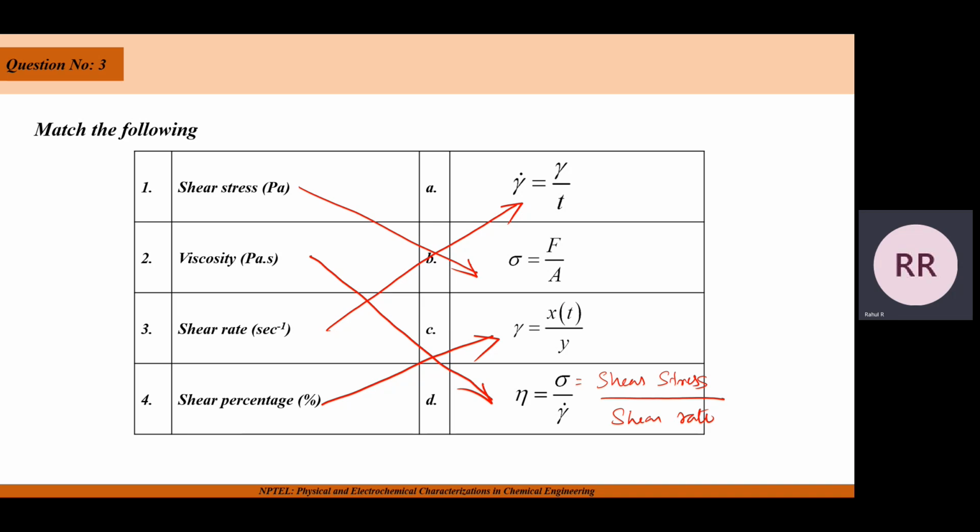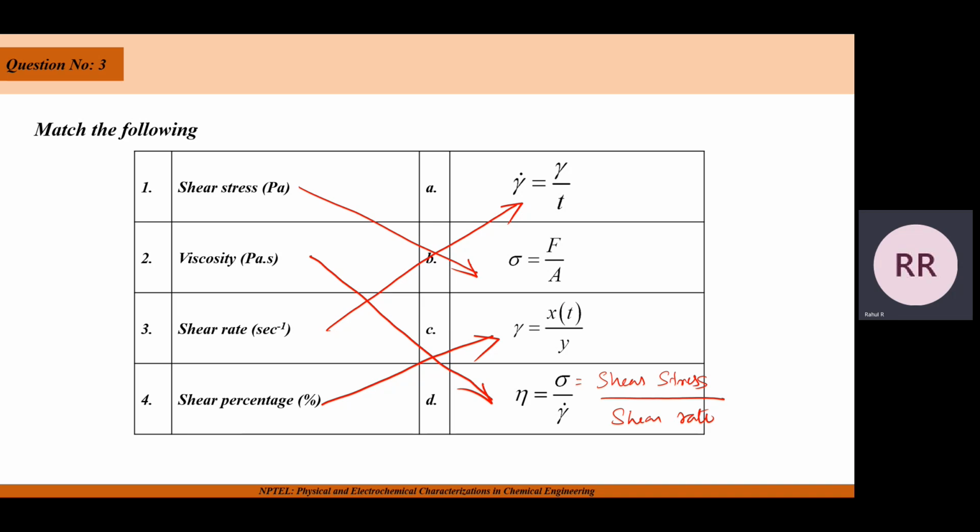And finally, shear percentage is the change in x, the movement in x as a function of time. As time moves, the x direction has to change. So x of t divided by the quantity on the y direction would give you gamma, which is the shear percentage. I hope you understood.